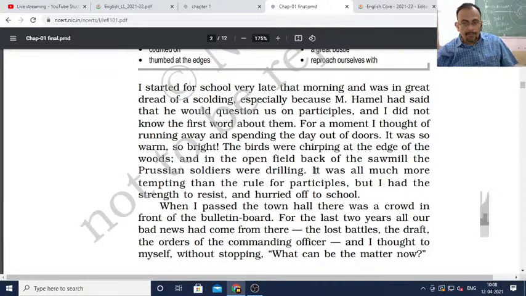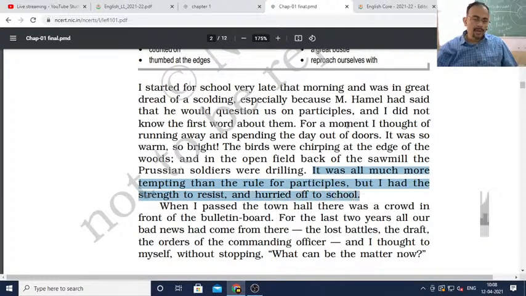It was all much more tempting than the rules for participles, but I had the strength to resist and hurried off to school. Okay, so he says that the outside view of the birds chirping, then the open field, sawmill, and then Prussian soldiers, these views were more charming, more exciting than the rules of participle. But somehow he had managed to resist himself, and then he started going to school.